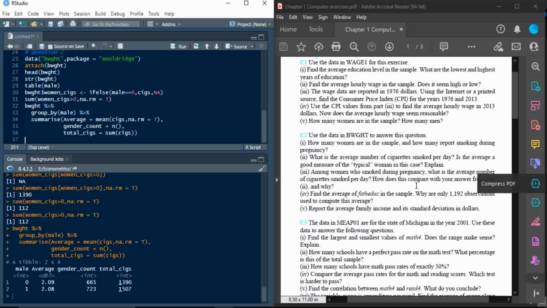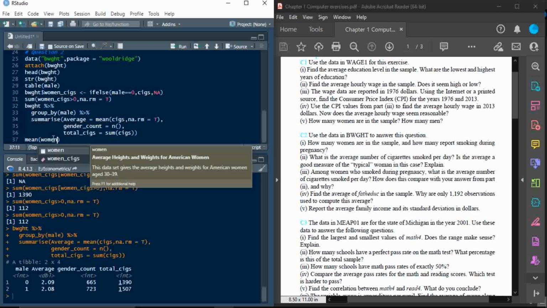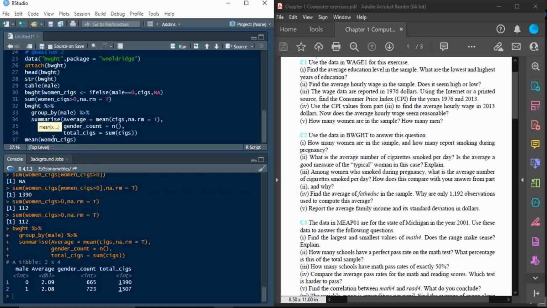So now let's look at the third part. Among women who smoke during pregnancy, what is the average number of cigarettes smoked per day? So now it tells us to calculate the average for only those women who smoked cigarettes during pregnancy. So we can do this. We had created a column by the name of women cigs, and in this function we can specify that we take only those values which are greater than 0, and if there are some NA values in your data, then type na.rm equals TRUE.